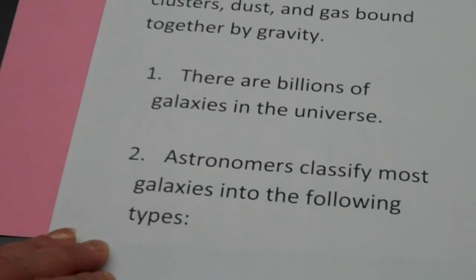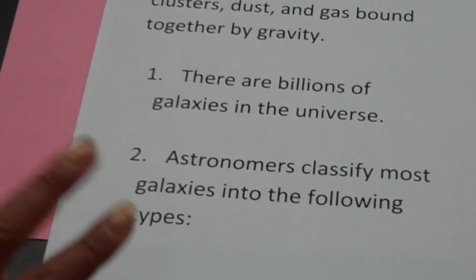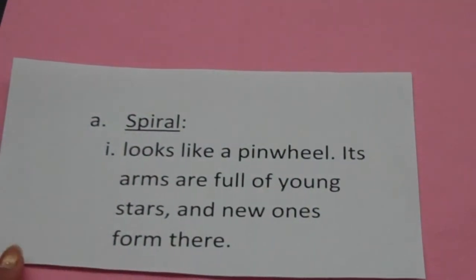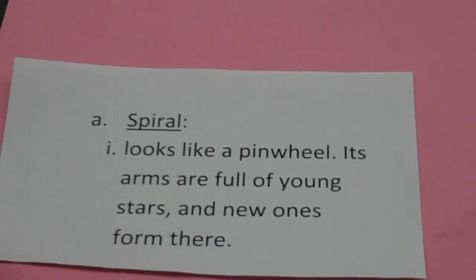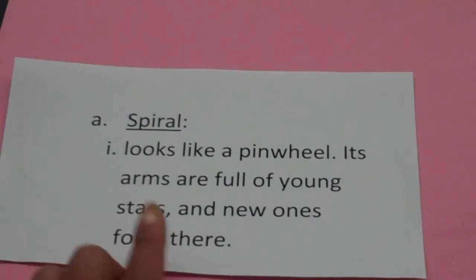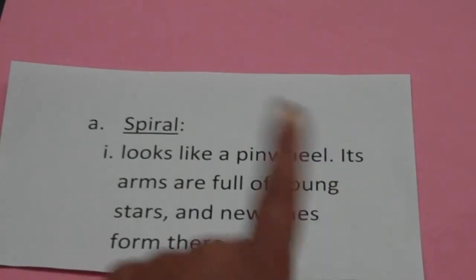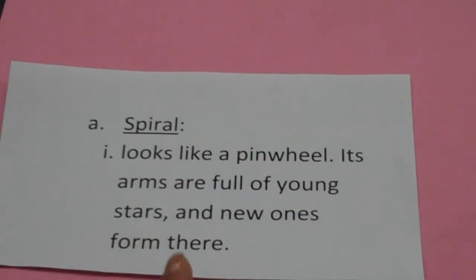Astronomers classify most galaxies into three types. So let me give you those notes on the three types now. The three types of galaxies, let me slide the pink paper so it gives us some background, start with a spiral. The notes you need to know about a spiral galaxy is that it looks like a pinwheel, and its arms are full of young stars, and new ones are formed out in the young area.